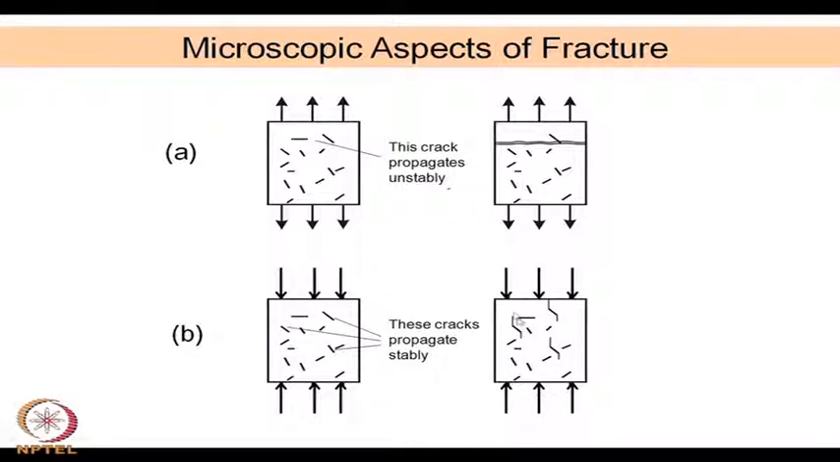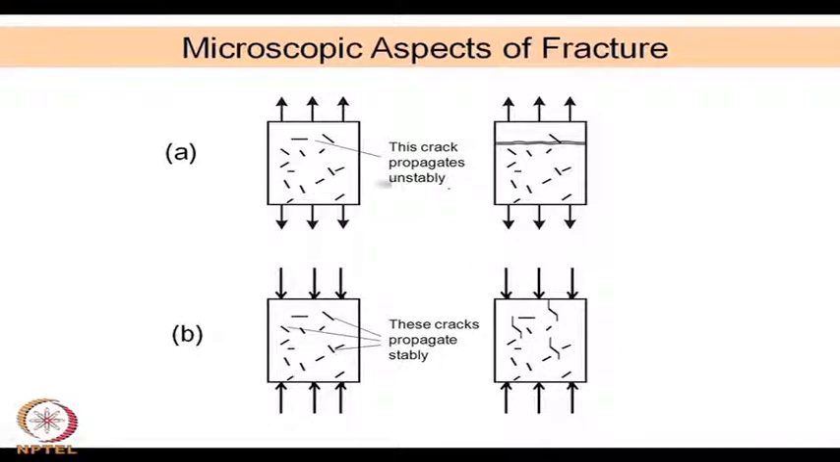There will be some generation of vertical cracks here. These vertical cracks will finally join with the existing cracks, and finally there will be spalling. If they are very close to the surface, then there will be release of some portion of the solid material from the surface, and that is what we call spalling, which we have discussed earlier. So, these cracks propagate stably.